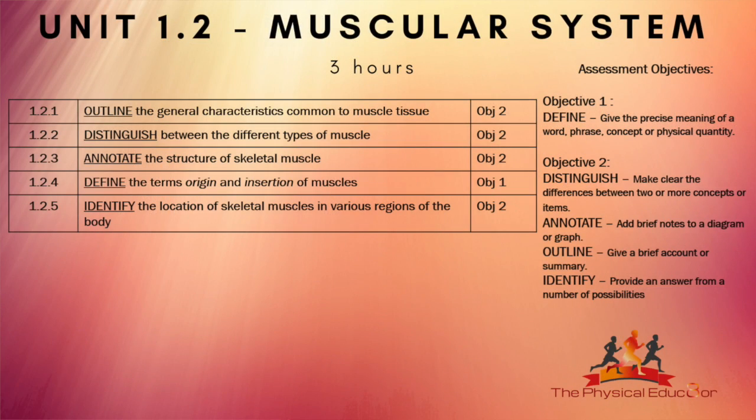Okay, firstly, I'm going to bring your attention to the objectives. As you can see in the objectives, there's only 5, and I want you to be aware of what's on the right hand side, the assessment objectives. Objective 1 is just define. This means that for Unit 1.2.4 about origin and insertions, you're just going to have to define what those words mean. It's going to be a multiple choice or a 1-mark question.